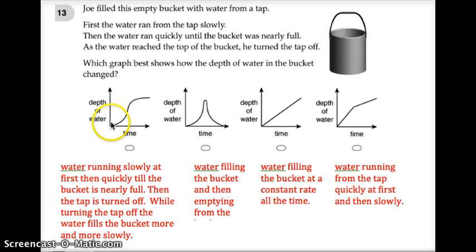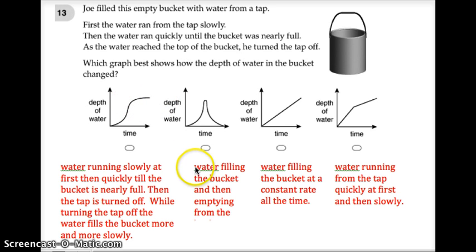So with this graph, the water is running in slowly and then very quickly, because the graph is very steep here, so in a short amount of time, say just from there to there, the depth of the water increases a lot. So this one is the water runs in slowly at first and then really quickly, and when the bucket's nearly full, the tap's turned off, and as the tap's turning off, there is still some water coming out of the tap, so that level will still rise but very slowly.